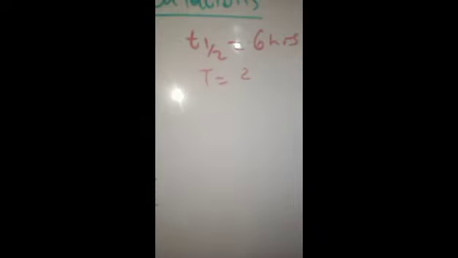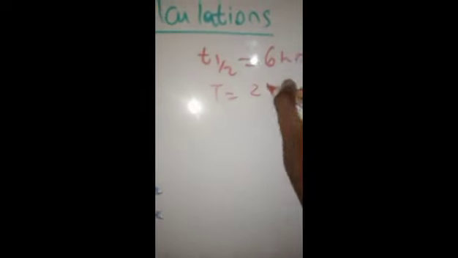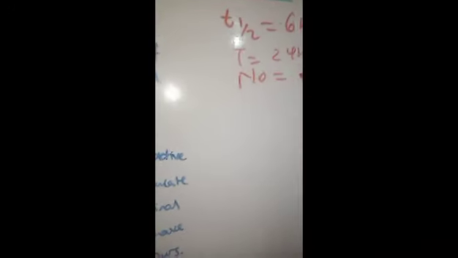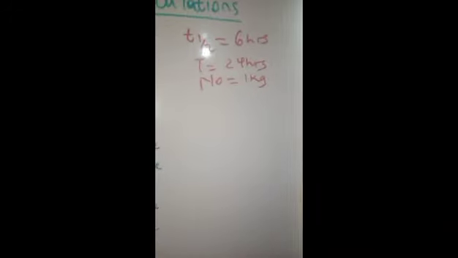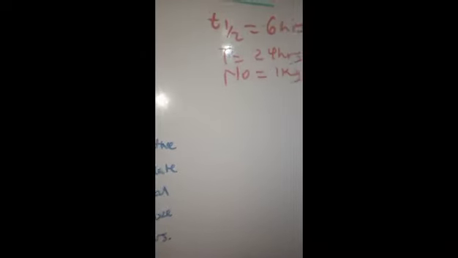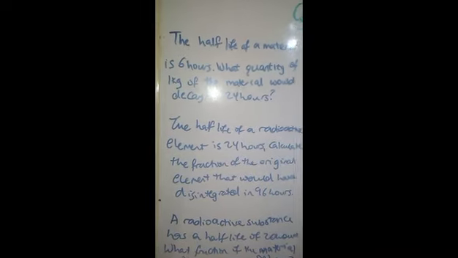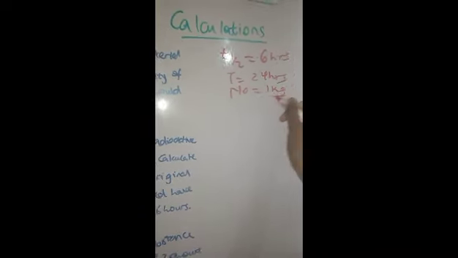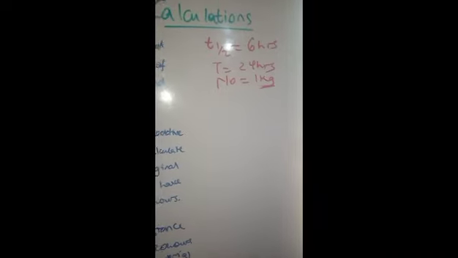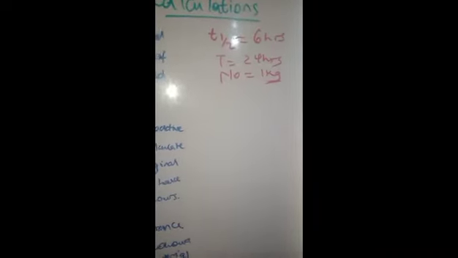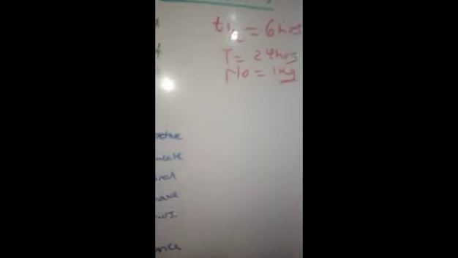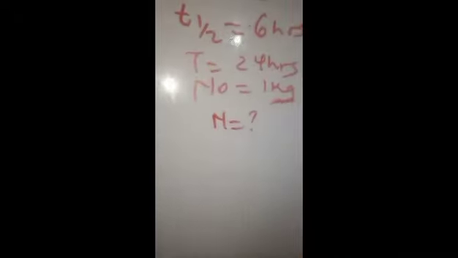That 24 hours is your time. They said 1 kilogram, that's the initial amount, N naught is 1 kilogram. They said it will decay in 24 hours, so we've written that. They're now asking, out of all this 1 kilogram, what quantity of it will decay? So the first thing to do is to get the quantity that will remain. So let's get the quantity that will remain first, that's your N, the final, the one that will remain.